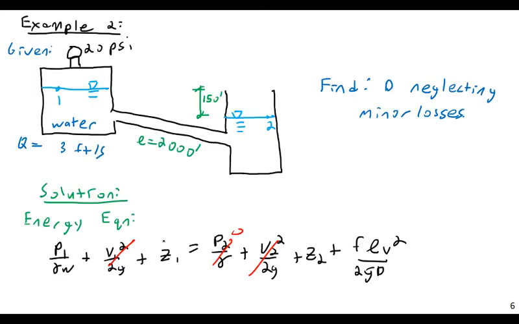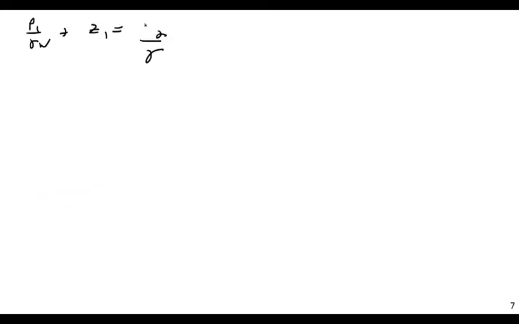So let's consider this. If I put in those terms, I'll have P1 over gamma water plus Z1 is equal to P2 over gamma plus Z2 plus f L V squared over 2gD. Actually, let me just say Z1 is 150 and Z2 is 0. So the P2 term is 0 as well. I'm trying not to eliminate too many things, or get myself too distracted here.